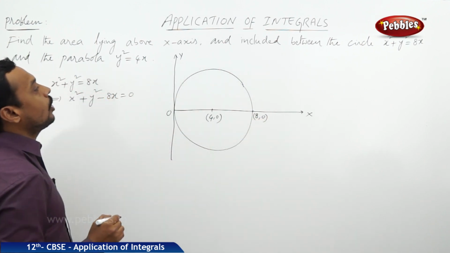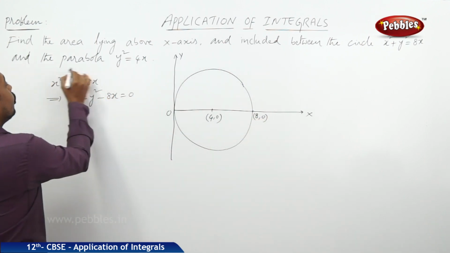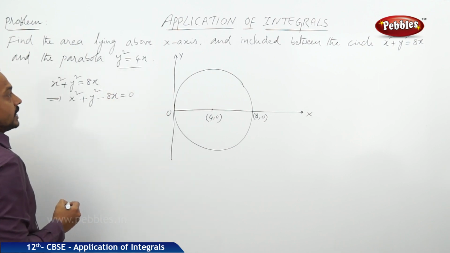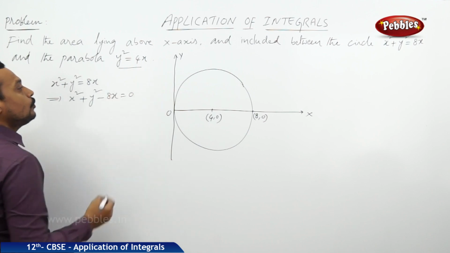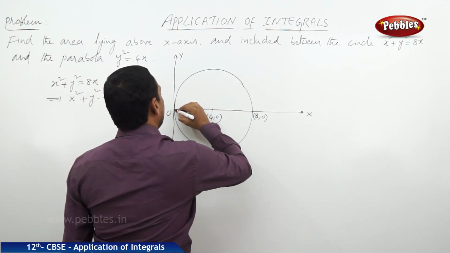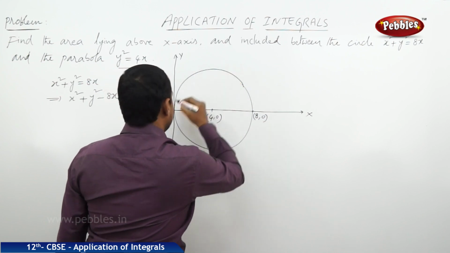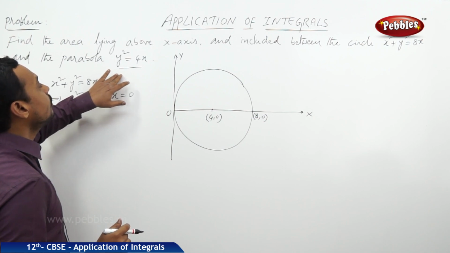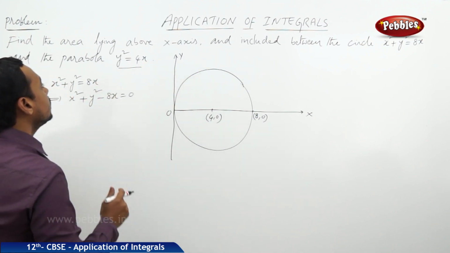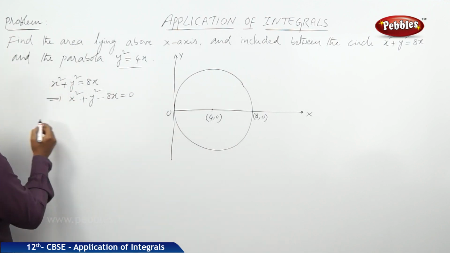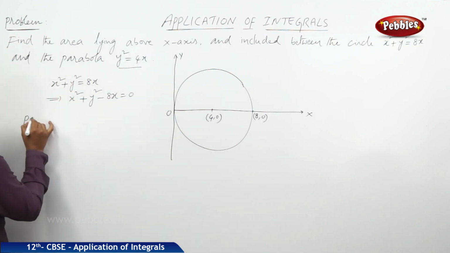Okay. Now there is one more curve given, y square is equal to 4x. y square is equal to 4x is a parabola like this. Now first of all let us find the point of intersection of the circle and the parabola. Later we draw the graph of the parabola. Now let us find the point of intersection.